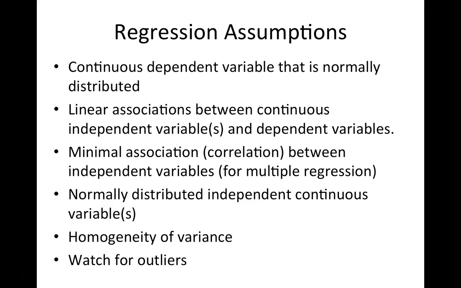And I think we talked about this in correlation as well, but we always want to watch for outliers because we're looking at these linear associations between two variables, or two or more variables. These outliers can have a strong influence on our values. So we want to make sure that there aren't people in there who are unduly influencing the results that we get.